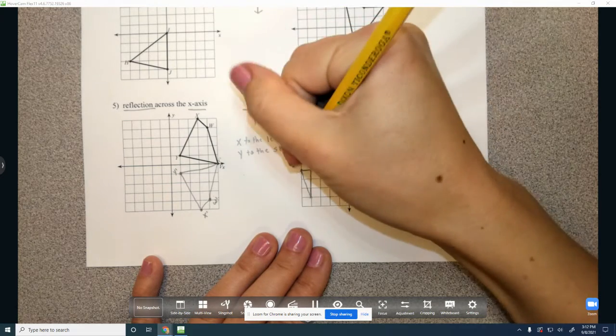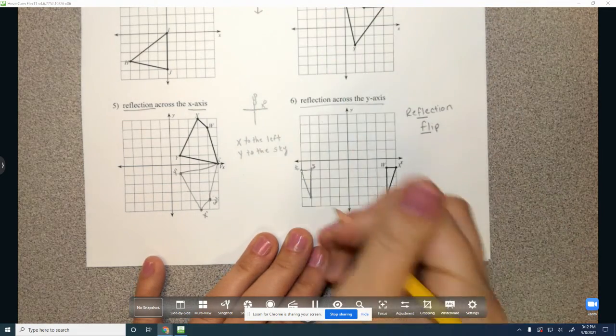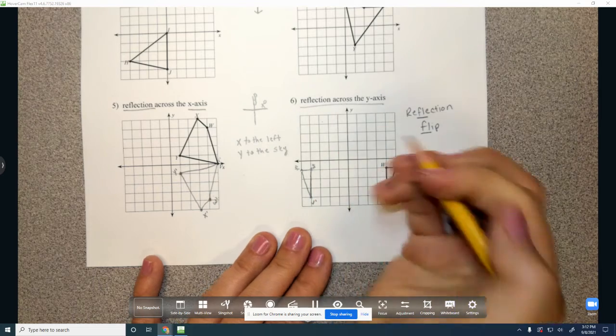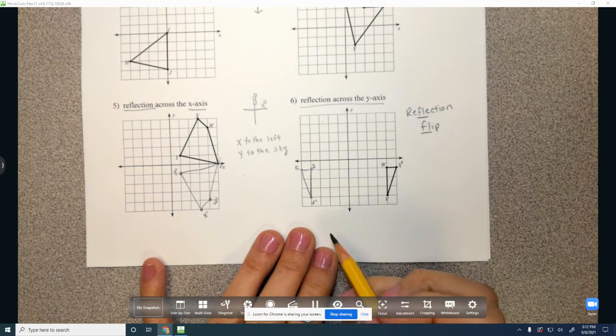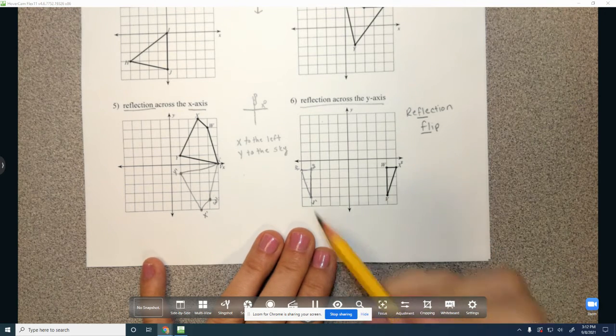I need to label my new points. W prime. You really probably should label them as you make them, which I did not just show you to do that, but I would do that so you don't get confused. Remember to add your prime. And we did a reflection over the y-axis.